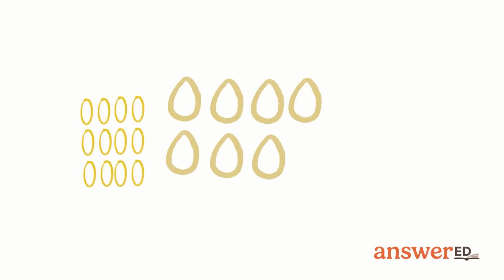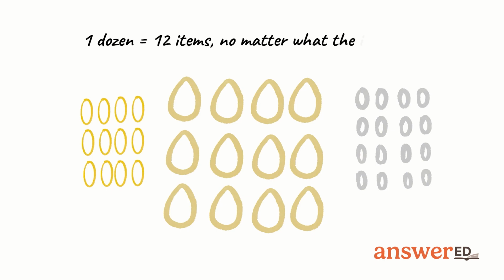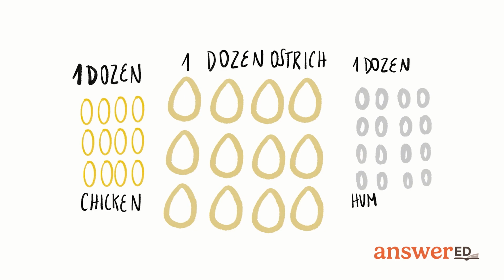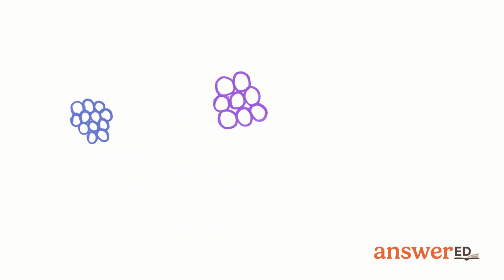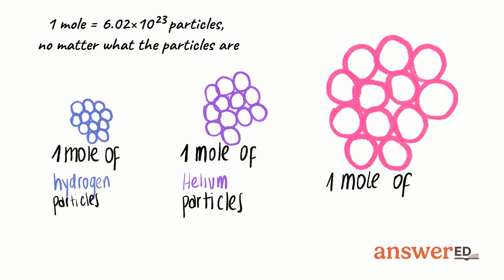To understand the concept of a mole in chemistry, think of a dozen. A dozen is always 12. No matter what you're counting, a dozen eggs, whether they're chicken, ostrich, or hummingbird, is always 12 eggs. Similarly, in chemistry, a mole is always 6.02 multiplied by 10 to the 23rd power. It doesn't matter what you're counting, a mole of hydrogen particles, helium particles, or carbon particles, it's always the same amount.